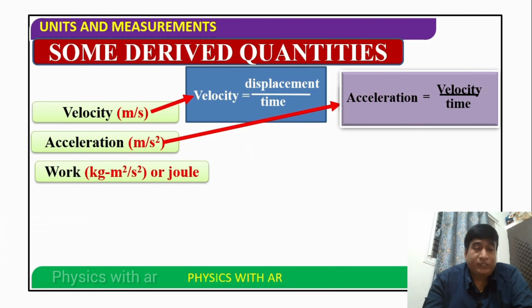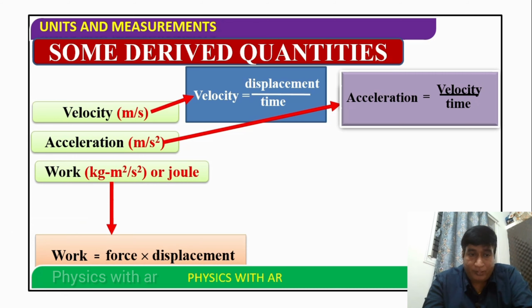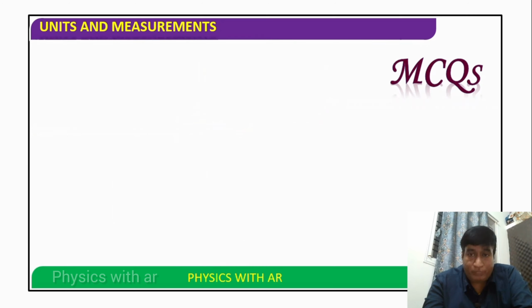Further, work can be written as force into displacement. For that, the unit is the joule. We are going to discuss this in detail when discussing the concept of dimensional formulas. So work is equal to force into displacement.